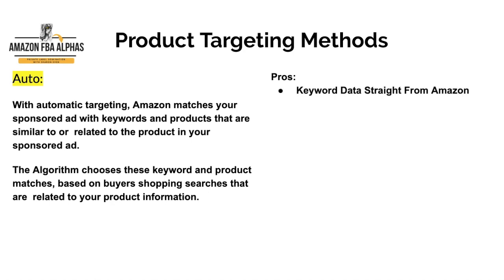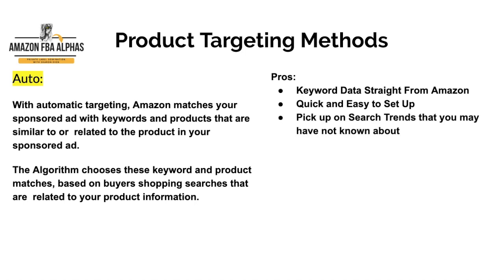So pros. Keyword data straight from Amazon. Automatic is a great way of targeting if you want data. It's very quick and easy to set up. You don't really need to know too much about Amazon or PPC to do this. You pick up on search trends or search terms that you may have never known about. So let's say you sell a water bottle, maybe the auto campaign will come up with a super long tail keyword like water bottle for women that work out, that you wouldn't have thought about targeting. Wasn't the best example, but you know what I mean.